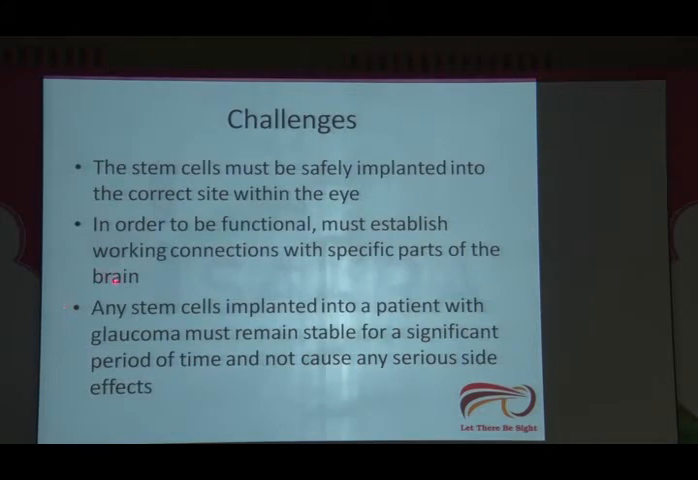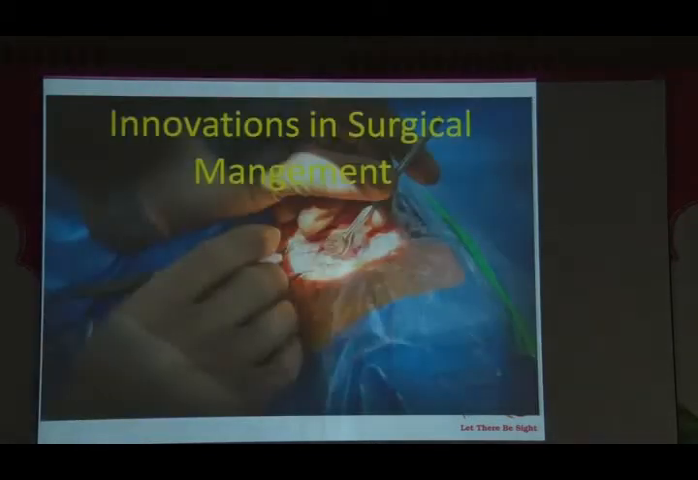The challenges are that the stem cells must be safely implanted into the correct site within the eye, failing which there can be a problem. And in order to be functional, they must establish working connections with specific parts of the brain when it is the neural cells, and if it is trabecular meshwork, with Schlemm's canal and collector channels. Any stem cells implanted into a patient with glaucoma must remain stable for a significant period of time and not cause any serious side effects.